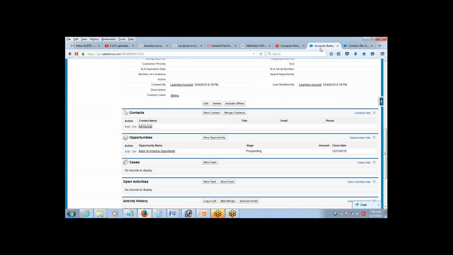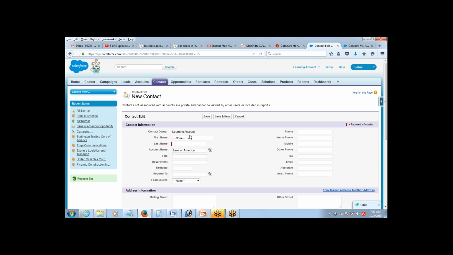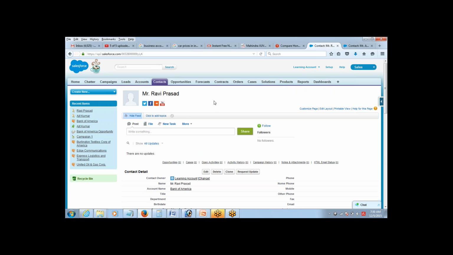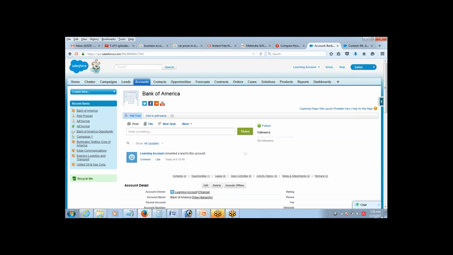Secondly, it also helps you associate more contacts with the same account. So now, as I said, while I'm actually trying to sell to Bank of America, I might need to talk to two more people. So all that you have to do is click on new contact and say that, okay, Mr. Ravi Prasad might be the other person under the same company who I need to talk to. Got it? So that's about the accounts and contacts.